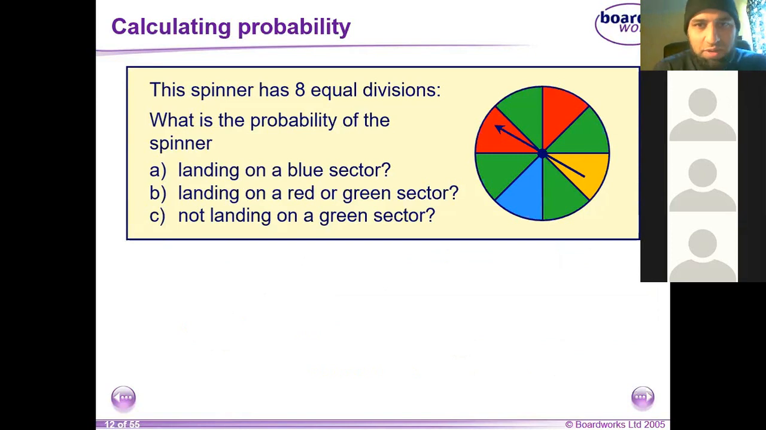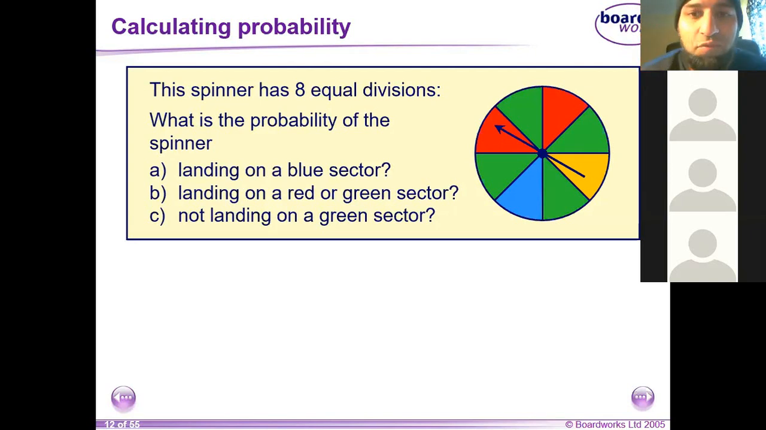We'll go into this section. So I want you guys to think about this question and answer it using the formula you've just done now. Let's have a go. A, B, and C. So Amar, what are you getting as the probability of landing on a blue sector? 1 out of 8. Excellent. Landing on a red or green sector, Khalid? Red or green? 6 out of 8 or 3 out of 4.